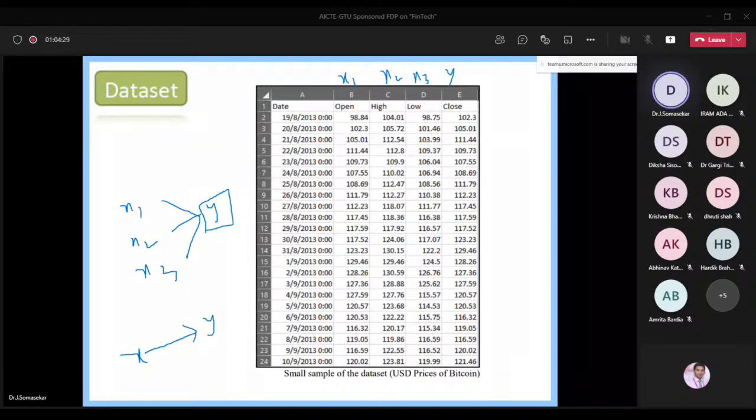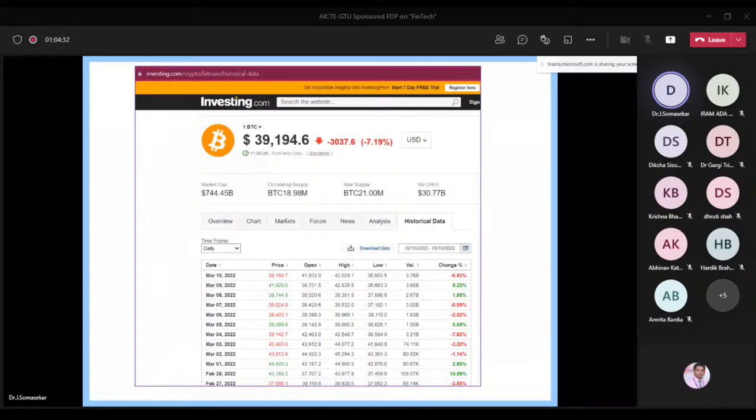If you are looking for the latest data, I already said you can go through this website, investing.com, in which you can click cryptocurrency. There you can go for Bitcoin. Of course, Litecoin and so many other cryptocurrencies are available, but you can click BTC and download this data set. Here you can see we have data up to yesterday.